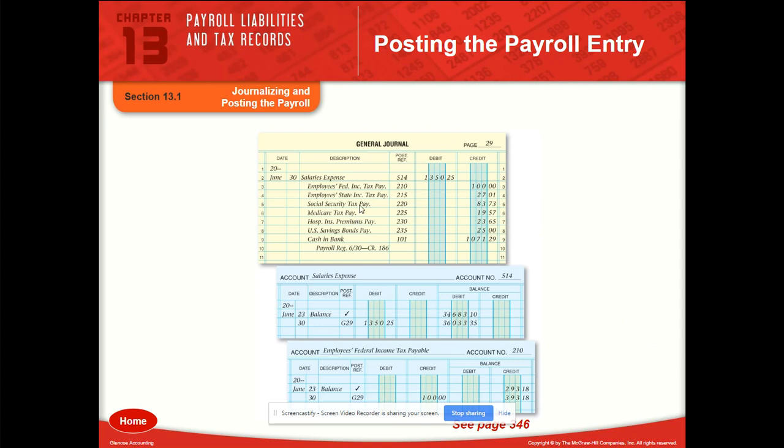All right, so let's take a look at how we put this in our general journal, but now in our sub accounts, we're going to have individual journal entries for each account. Now we're going to have a salaries expense of $1,350.25, and then the rest of the payables listed out with the cash and bank listed.